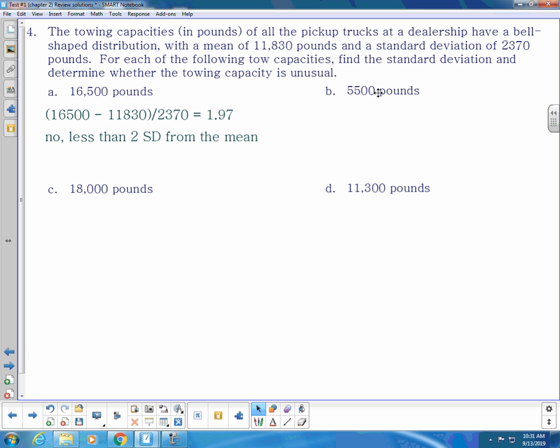You're finding the z-score, which is your standard deviations away from the mean. Okay? All right. Anything less than 2 standard deviations away from the mean is considered okay, not unusual. As soon as it hits 2 or higher, then it's unusual. So you're just finding the z-score, which is your standard deviation from the mean.